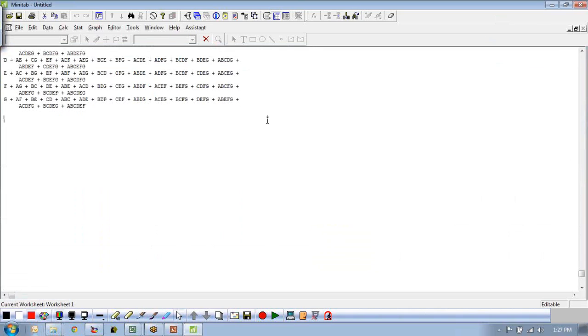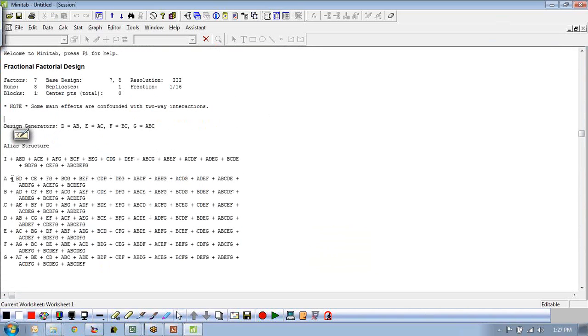Well, let's take a look at the alias structure first. Here's our alias structure. You can see that A is confounded with B, D, C, E, F, G. There's a lot of confounding here in the structure. So the likelihood is that we're going to be able to look at only the main effects.